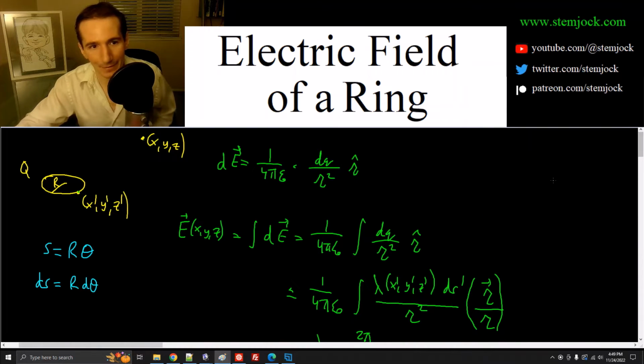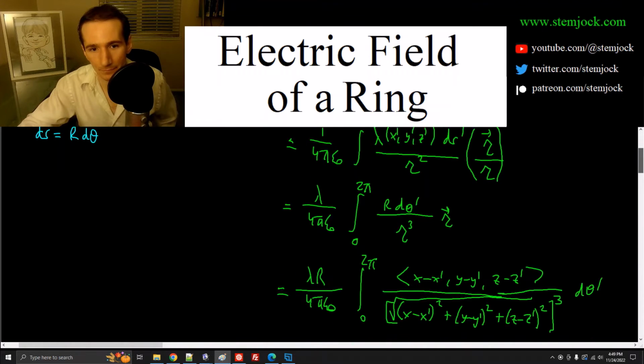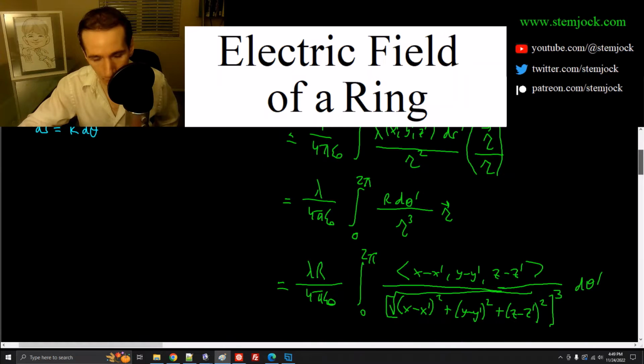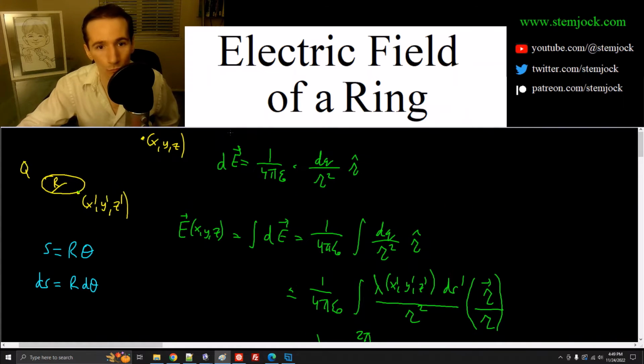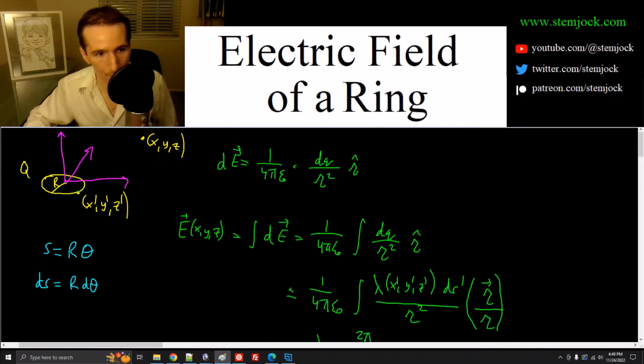Now, in order to make this integral as simple as possible, we generally want to choose a coordinate system in which the ring is symmetrical about it. So I'm going to choose the coordinate system like this. So the origin is going to be at the center. And these here are going to be my x, y, and z directions.